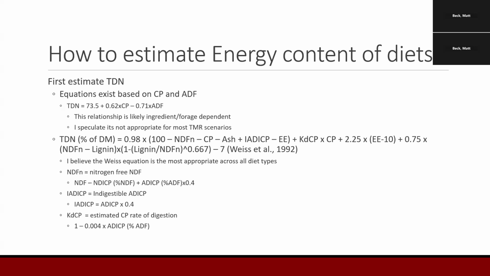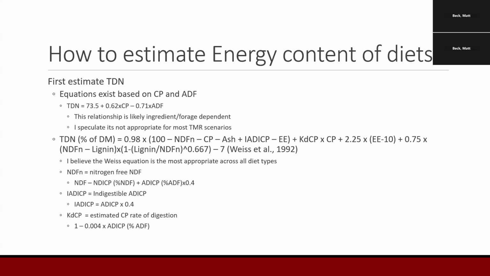So we could have an equation like this. TDN is equal to 73.5 plus 0.62 times crude protein as a percent of dry matter minus 0.71 times ADF as a percent of dry matter. Okay. This equation was built for wheat pasture. Do you think an equation that's just based off of 2 nutrient analyses will be applicable across all diet types? Probably a leading question. I'm going to say no.